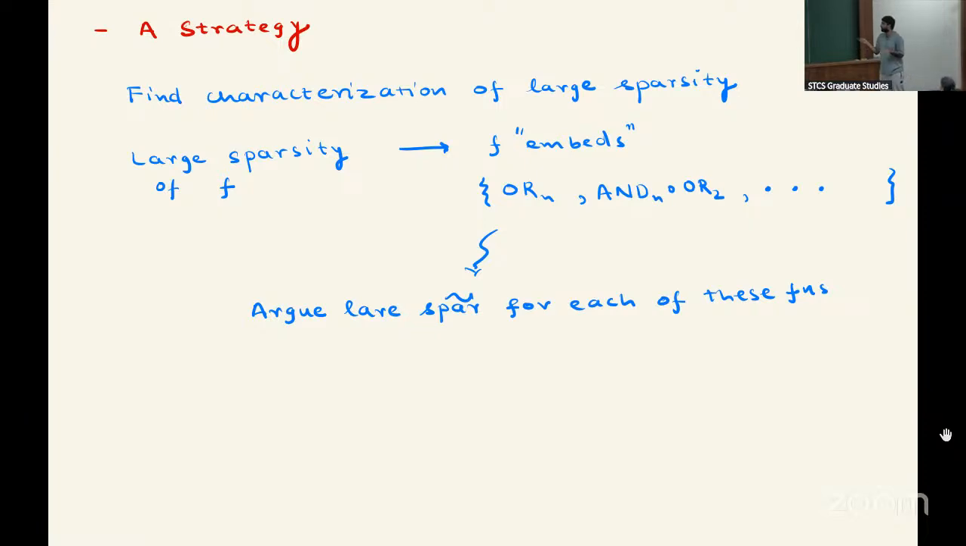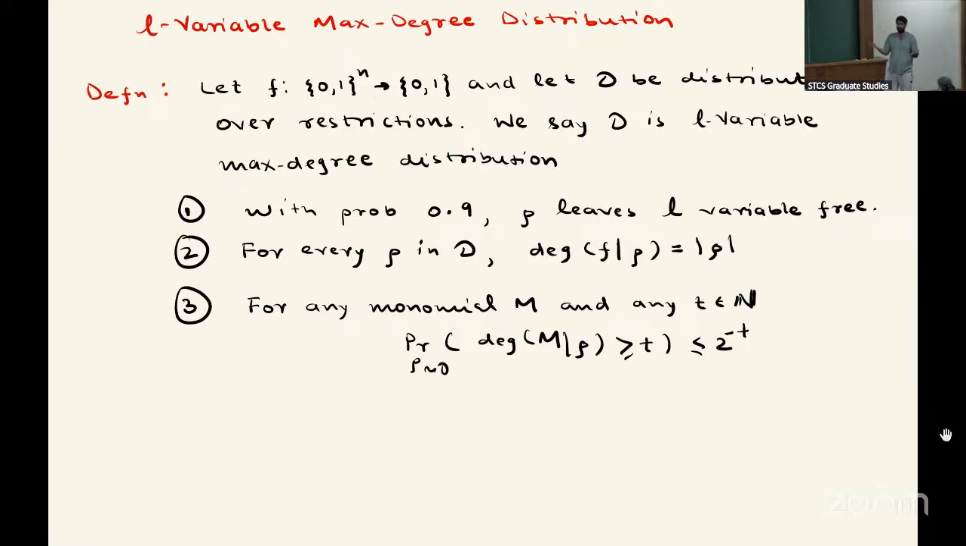What we do instead is we construct a random restriction process which has the following properties. So I'm describing this L variable max degree distribution. It's a distribution over random restrictions, and for a given function f, it says that this restriction rho will leave a lot of variables free, L variables free. Second, whenever I hit my function with this restriction, the degree of the function will be the number of free variables, the complete degree possible. And the third condition is, for any monomial hit with this rho, the probability that it will survive, or the probability that its degree will be more than t, is like 2 to the minus t.